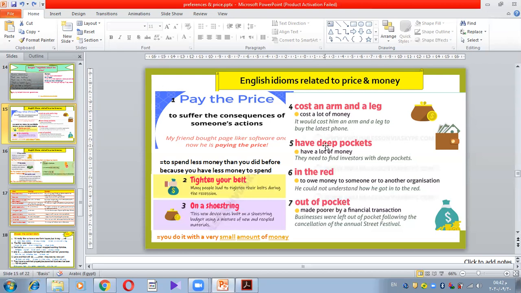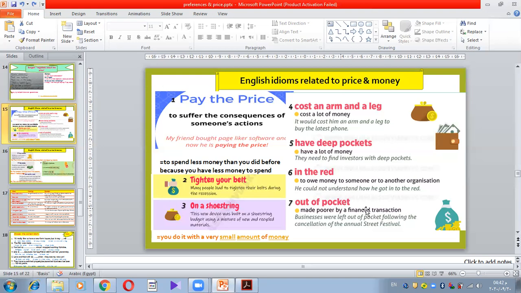Have deep pockets. Have a lot of money. They need to find investors with deep pockets. In the red. To owe money to someone or to another organization. In the red, it means you borrowed money from a place or from a person and you owe him this money. He couldn't understand how he got into the red.